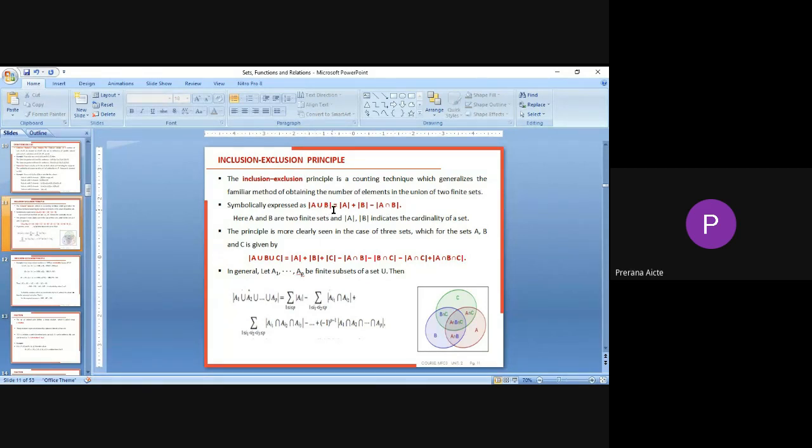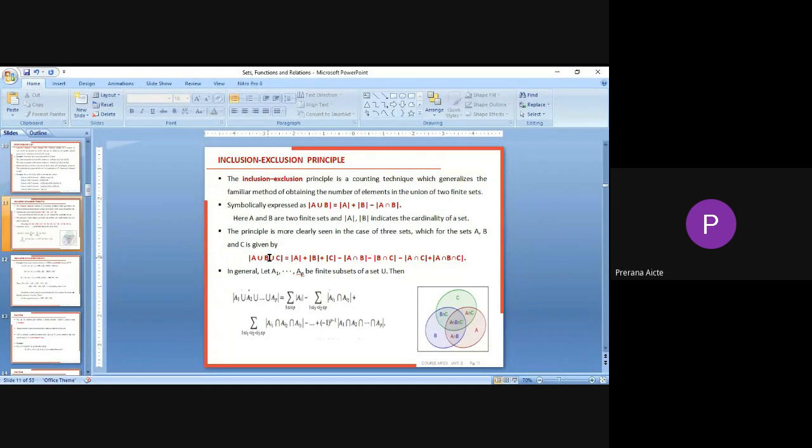The number of elements in A and B is equal to n of A plus n of B minus n of A intersection B. Based on this we can easily identify this. The same can be extended to three variables or three sets also.